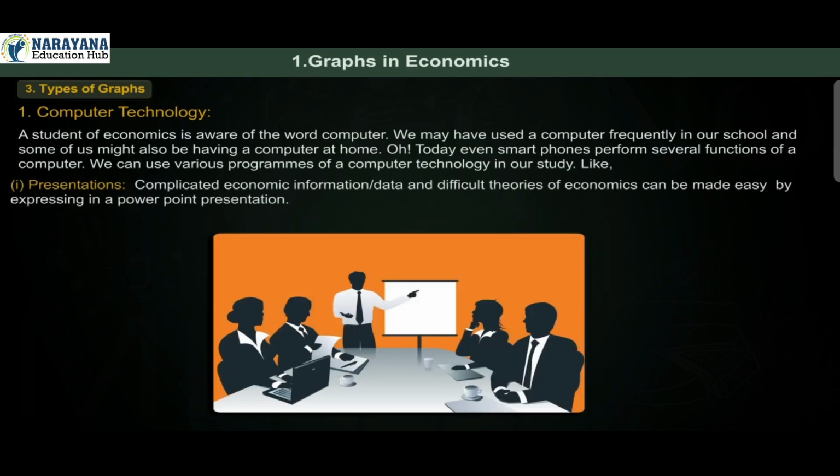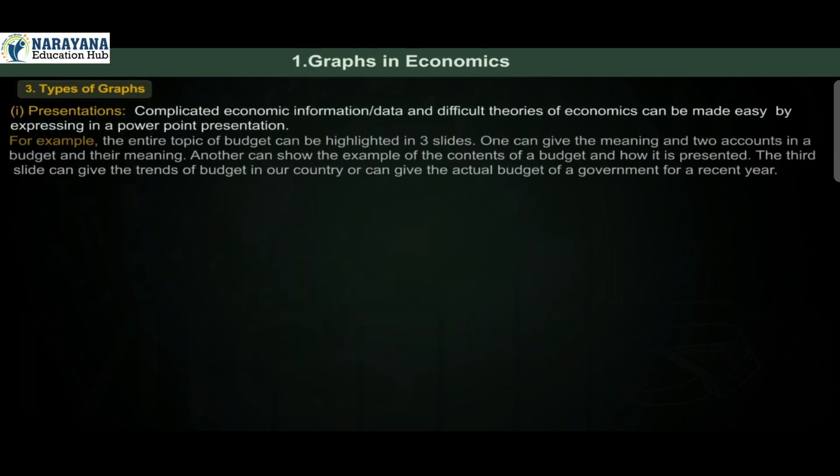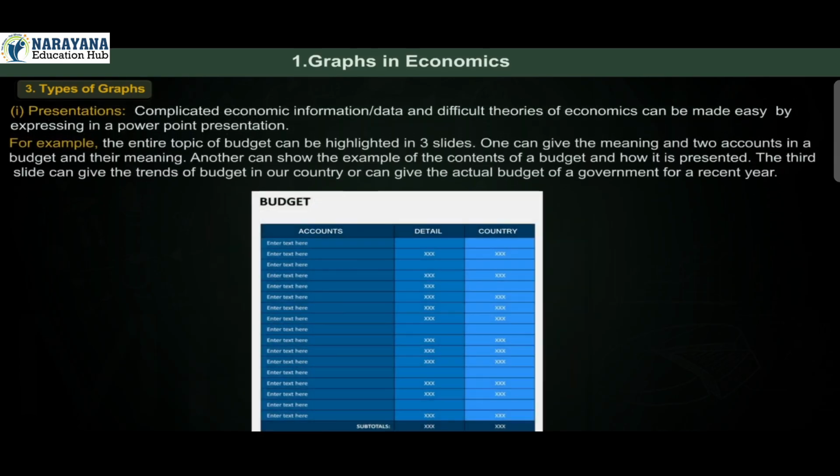Presentations. Complicated economic information or data and difficult theories of economics can be made easy by expressing them in a PowerPoint presentation. For example, the entire topic of budget can be highlighted in 3 slides. One can give the meaning and 2 accounts in a budget and their meaning. Another can show the example of the context of a budget and how it is presented. The third slide can give the trends of budget in our country, or can give the actual budget of a government for a recent year.